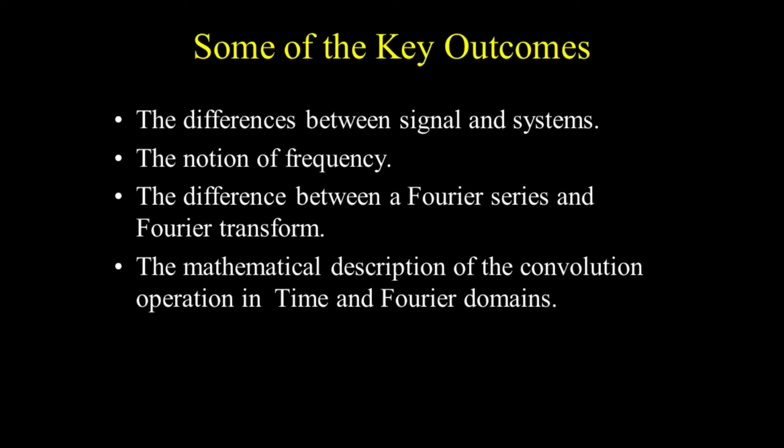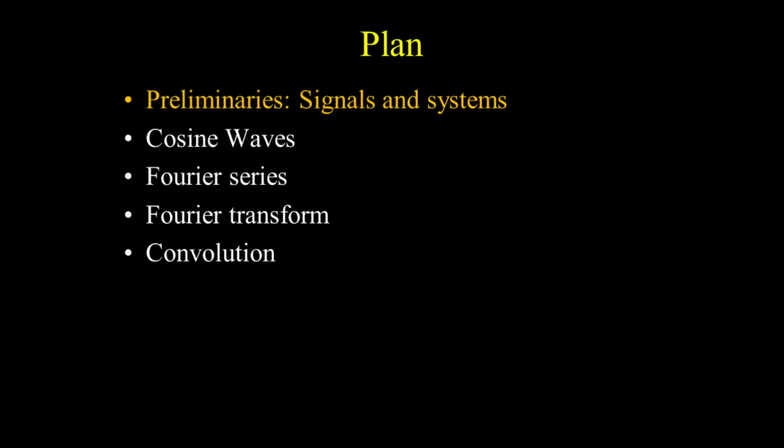Here are some of the key outcomes: the differences between signal and systems, the notion of frequency, the difference between a Fourier series and Fourier transform, the mathematical description of the convolution operation in time and Fourier domains. Let's start by recalling the notions of signals and systems.